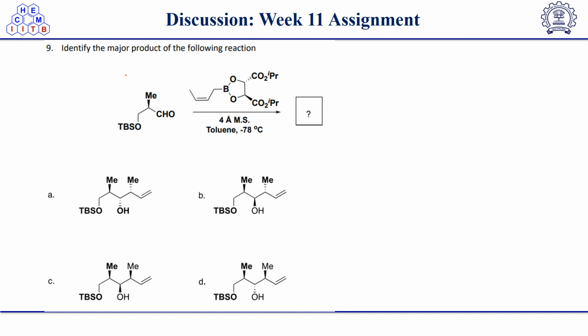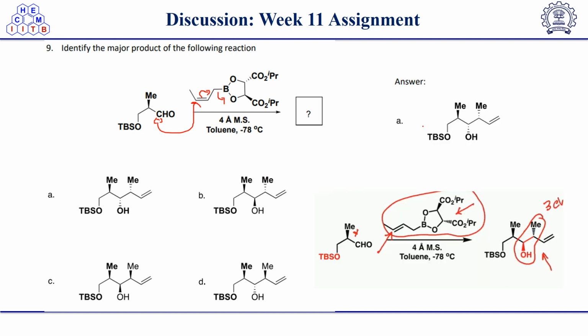Okay, so this is basically an aldol reaction. In the presence of this boron complex, this is an asymmetric aldol reaction. This will get deprotonated, and the negative charge created at this carbon center will attack this alkene, and this double bond will be shifted to here, and this boron complex will get eliminated. Due to the presence of this isopropyl group, we are getting this stereochemistry.